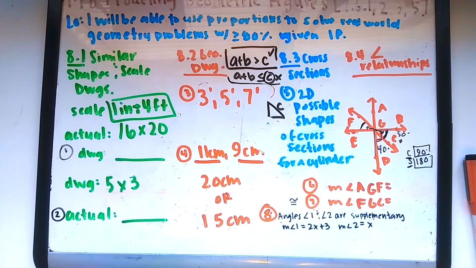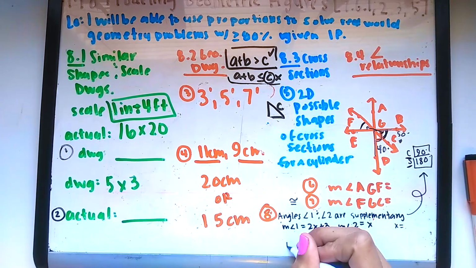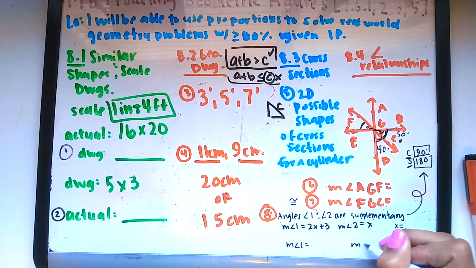Okay, so now you're given two angles 1 and 2. They're supplementary. Remember, supplementary, they add up to 180. The measurement of angle 1 is 2x plus 3. The measurement of angle 2 is x. So I need you to find x first, and then tell me what's the measurement of angle 1 and what's the measurement of angle 2.